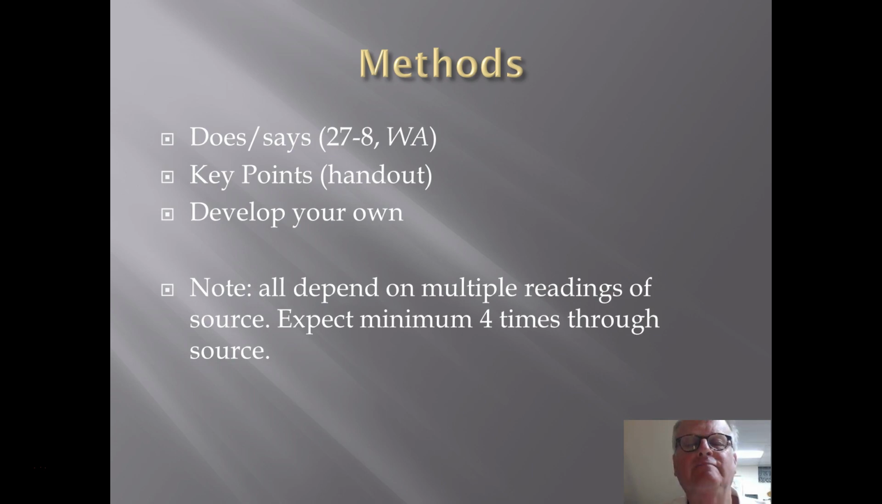Okay, there's basically two different ways that we can write summaries. One's called a does-says method, and you'll see that described on pages 28.7 through 28 in Writing Arguments. Another is what's called a key point summary that's similar but a slightly modified version of the does-says. You'll find a handout on Blackboard for that, and of course you can develop your own. Expect to read your source at least 4 times before you begin to write your summary. You'll find that the academic journal article that I've assigned for the summary piece for this particular assignment is in fact a long one that's going to require a fair amount of attention on your part.